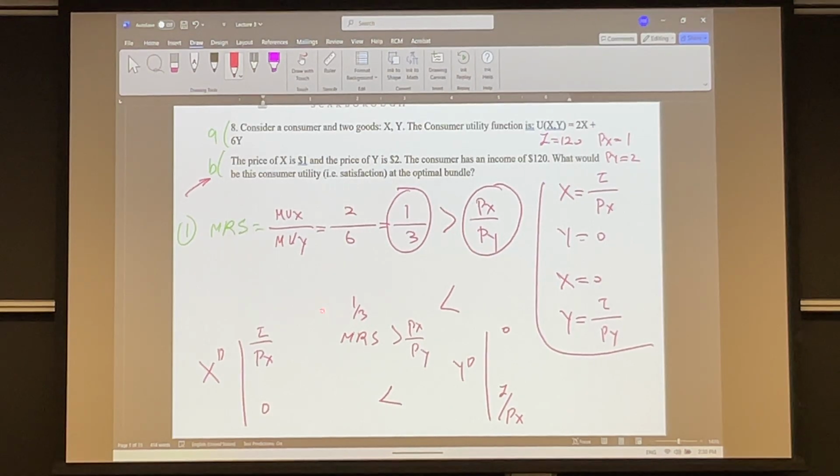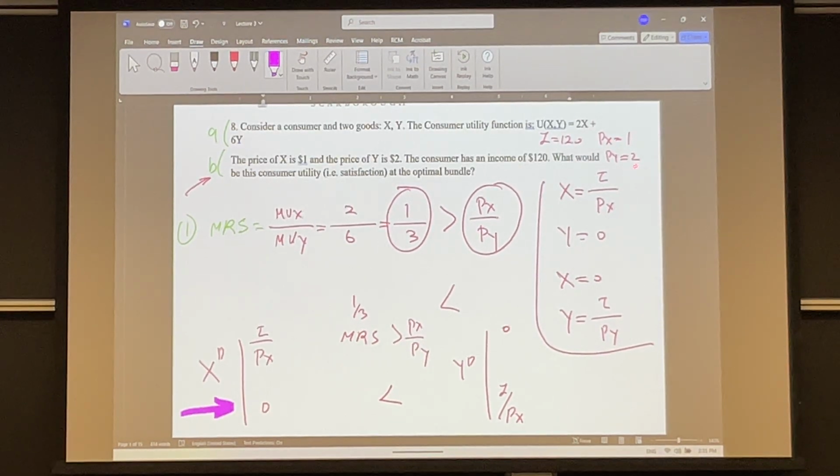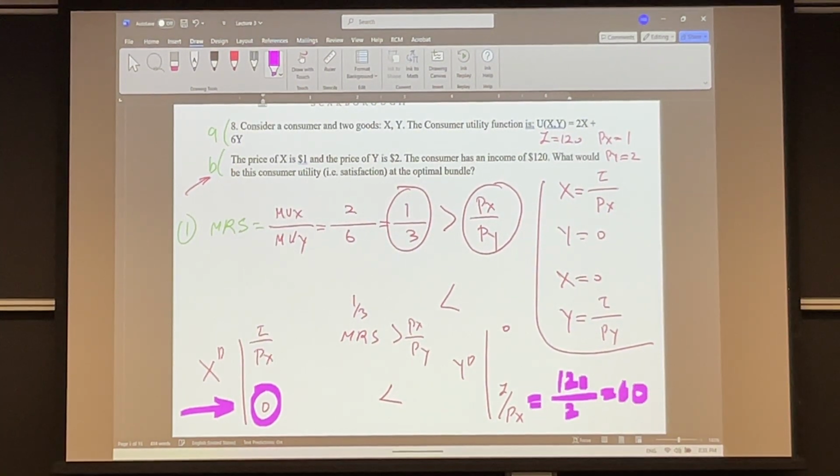MRS is 1 over 3. Right, the price is 1 over 2. So on this part of the demand, MRS is lower than the price. Make sense? The MRS is 1 over 3, the price is 1 over 2. You're on this part of the demand. So you spend no money on X, and you spend all your money on Y. That will fetch you 60 units.